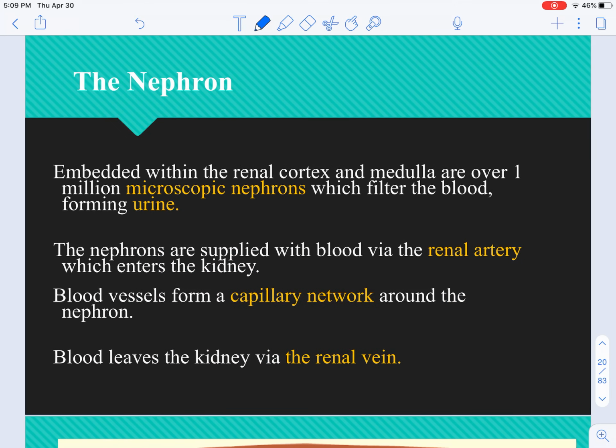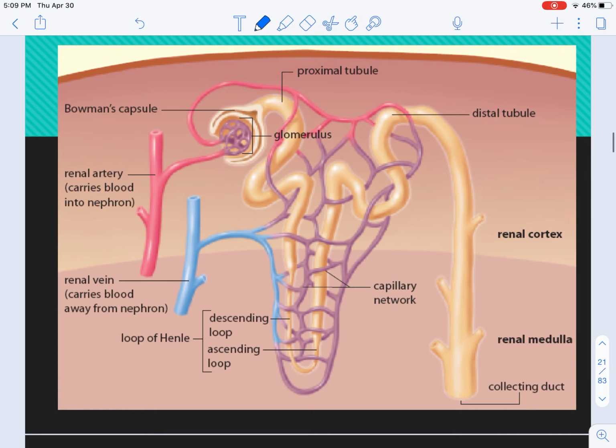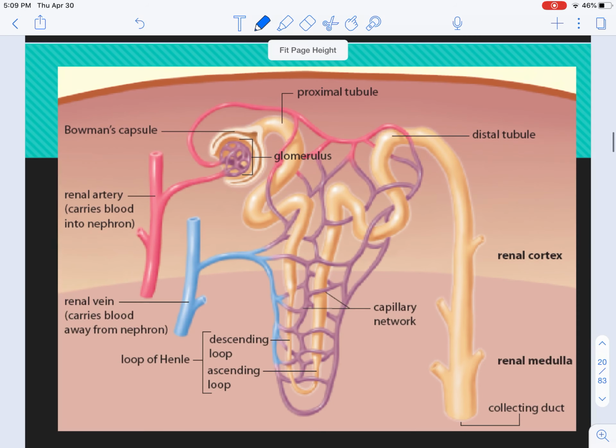So in the notes that follow, we're looking at just the structure again, talking about the cortex being the outer layer, talking about the many nephrons that are embedded in the cortex and the medulla of the kidney, how the artery goes in, and the vein takes blood out.